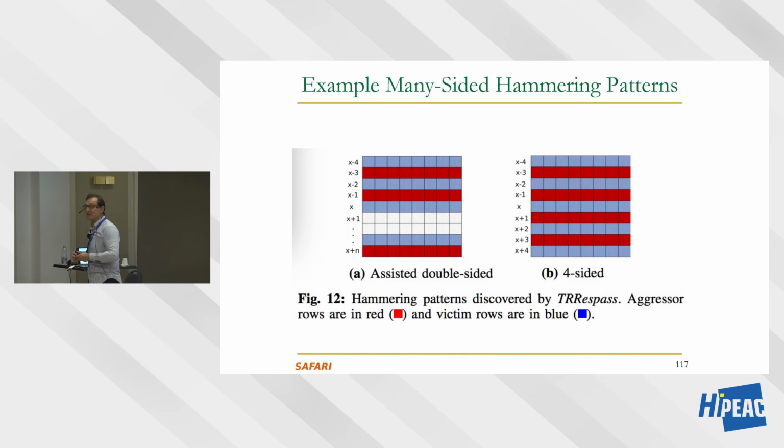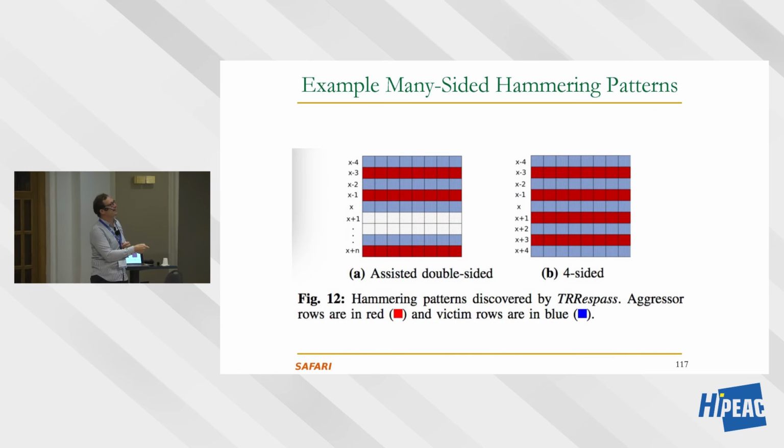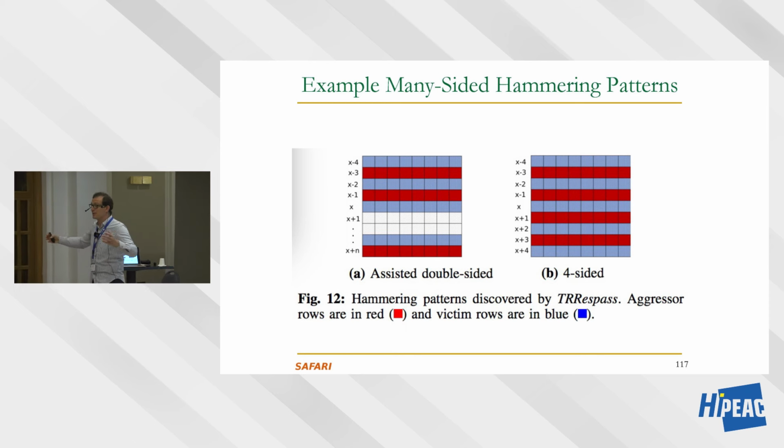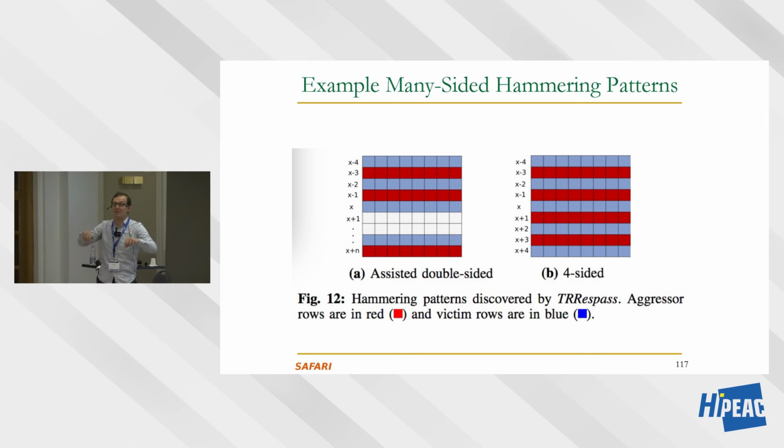Okay, so these are some many-sided patterns. So this is a 2-sided Rowhammer, double-sided. Red rows are the aggressor rows, blue rows are the victim rows. This is assisted double-sided or 3-sided. This is 4-sided. You could go up to 19, 20, 30, 40-sided. There's a trade-off, of course, right? As you increase the number of rows that you hammer, you do fewer hammers within a refresh interval per row.